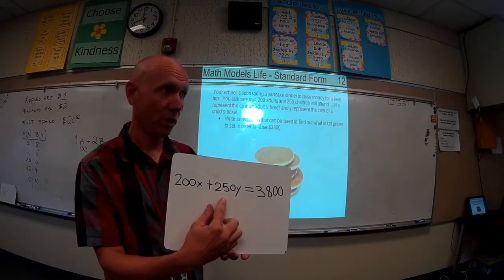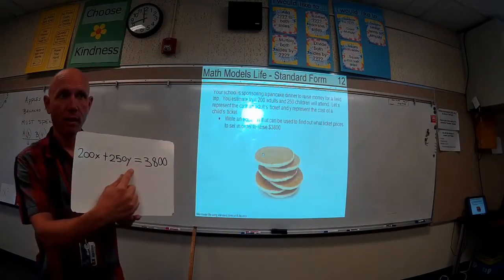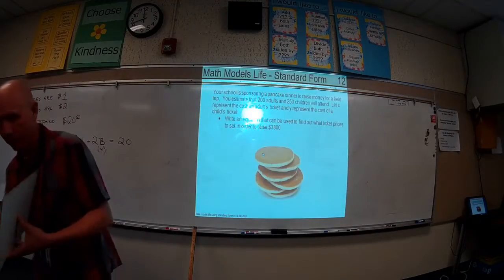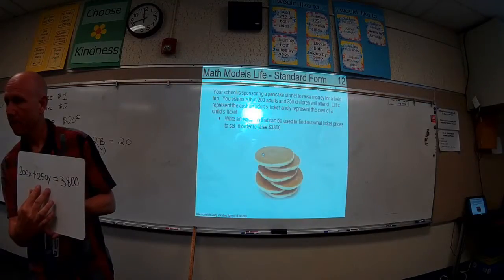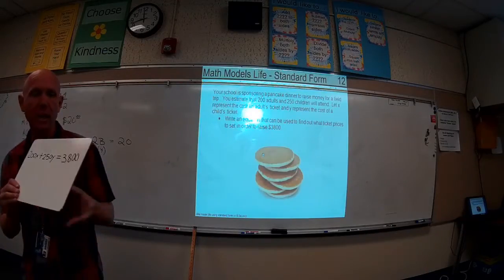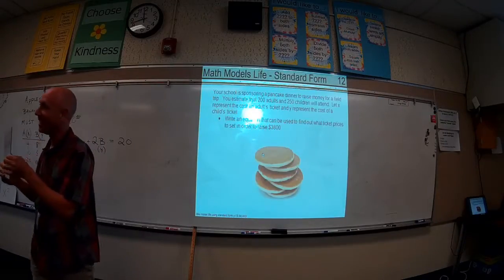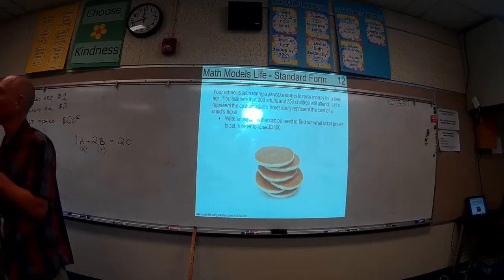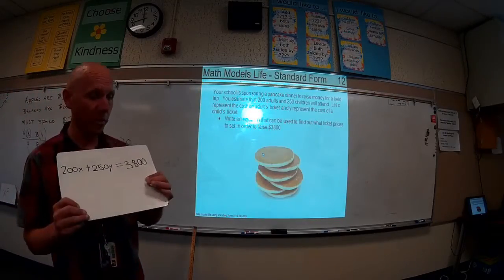The 250, Taryn, what's the 250 represent? Number of children tickets. Chris, what's the Y represent? How much the children's tickets cost. Bradley, how about the 250Y? The total money they estimate to get from selling tickets for kids. Okay, that's the total value of all those kid tickets. And then what's the 3,800 represent? The total amount of ticket money. We're trying to bring in $3,800 of ticket money.